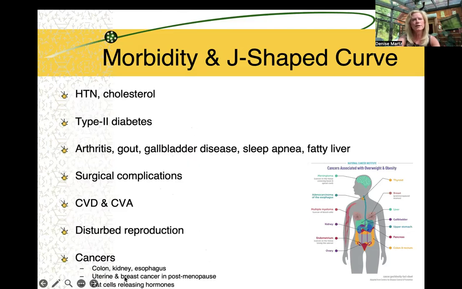Some of this has to do with fat cells releasing hormones, but it's more complicated than that. This is just a graph over here to take a look at the cancer risks that follow that J-shaped curve and really accelerate with higher levels of obesity.